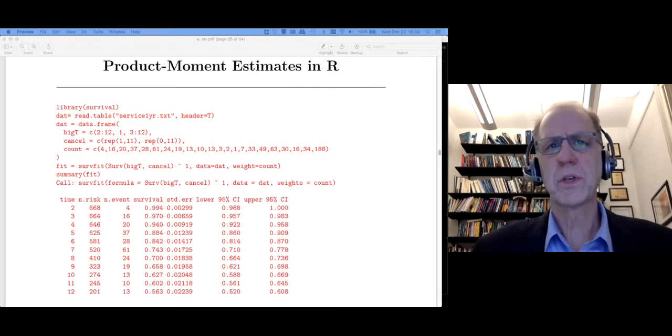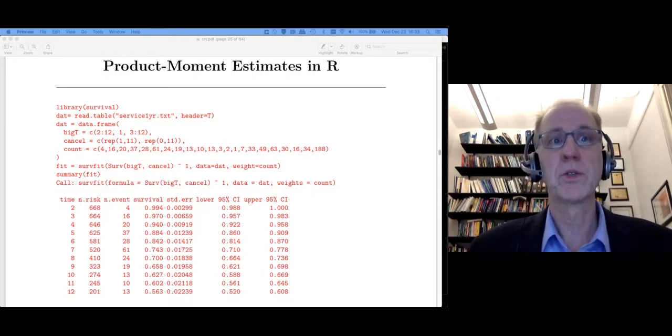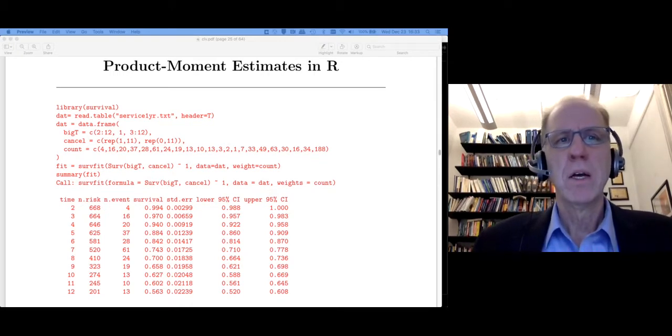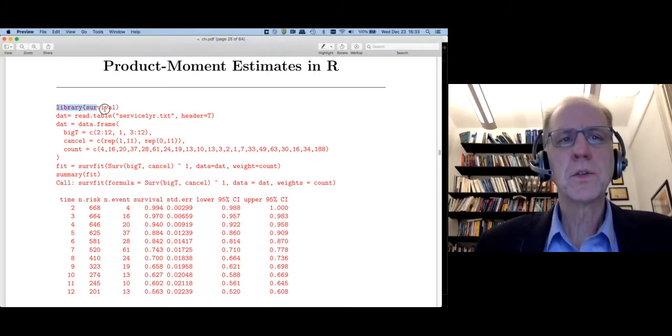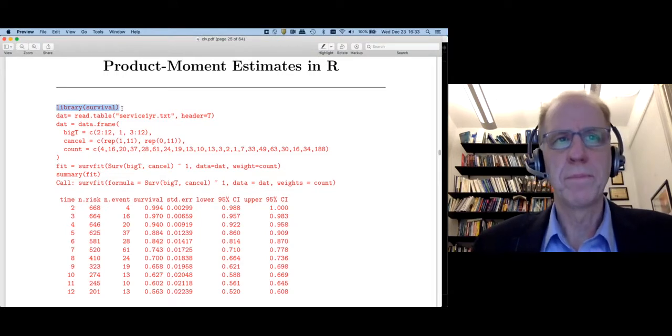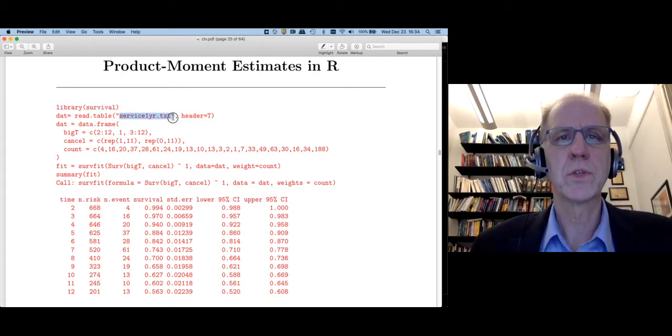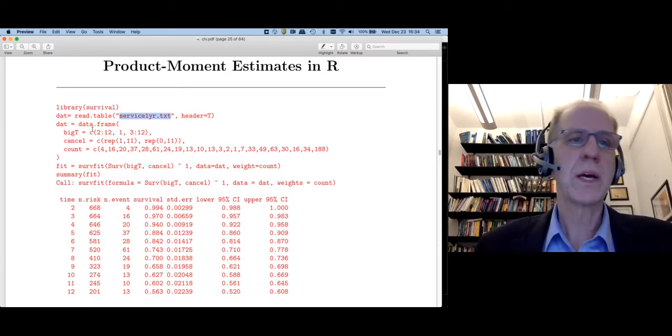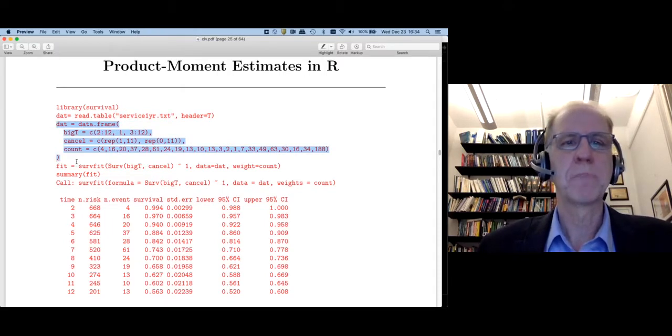So how do we do this in R? I'm going to make a separate video that shows how to do this in Python, but for the purpose of this lecture, let's do it in R. In order to do it in R, you're going to need to install the survival package if you haven't done so already. And we can read in this data set. It's called the Service 1 Year data set. If you don't want to do that and just want to type it directly, here's how you can type it in directly.